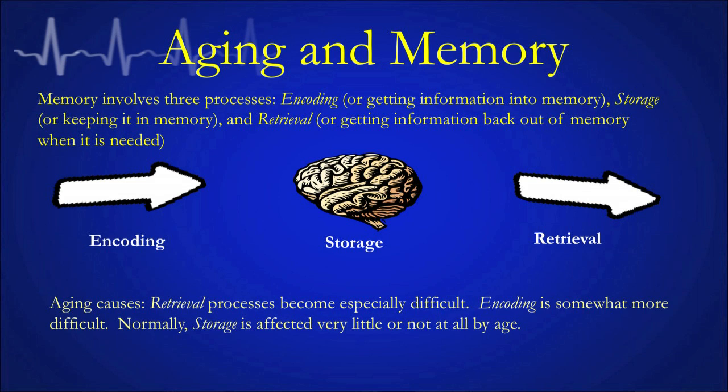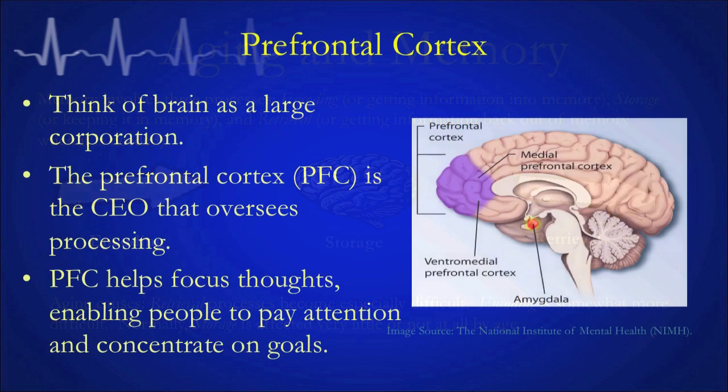Retrieval processes become especially difficult. There is some problem with encoding, but the storage is affected very little or not at all with age. Once you're able to store the information, you are okay, but it's just the retrieval and encoding that actually become different.